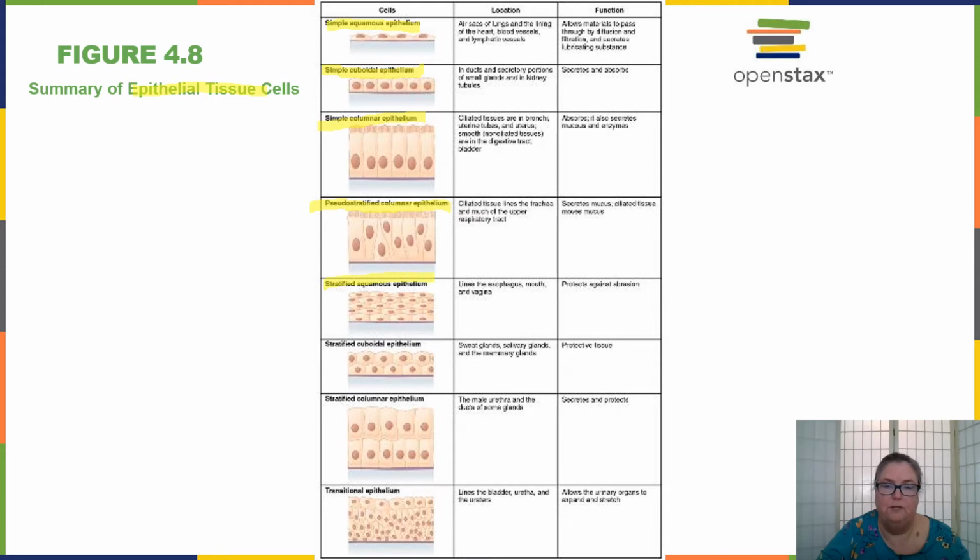Stratified squamous epithelium is found in the mouth and in the vagina in areas subjected to friction. The stratified cuboidal is in places where we need protection.